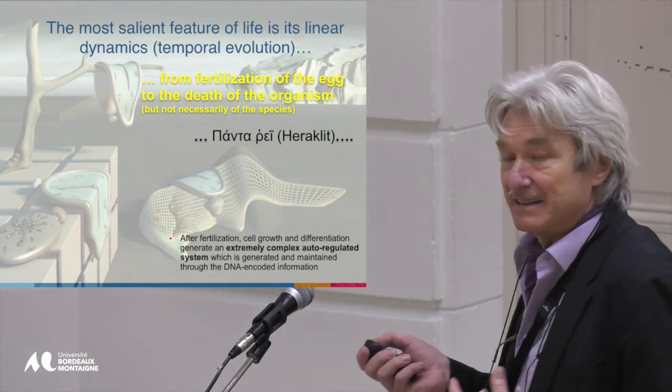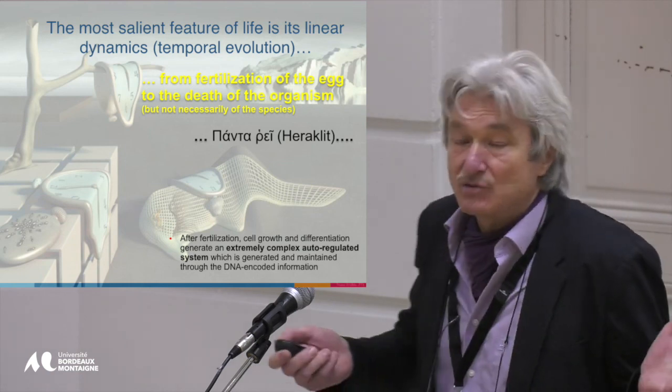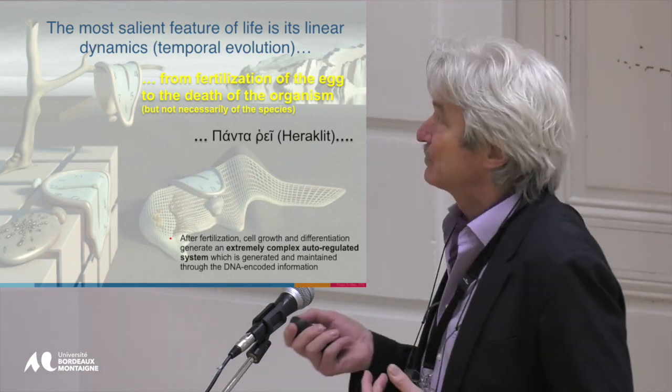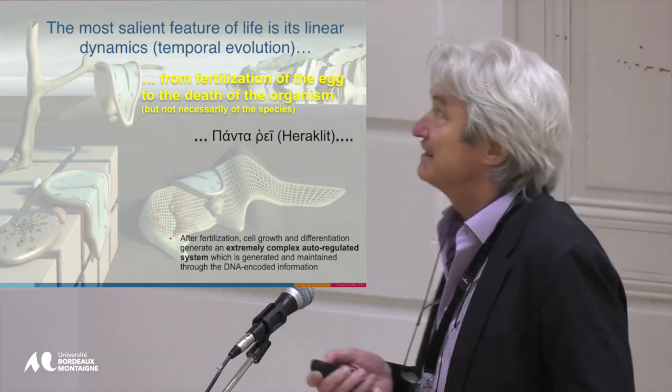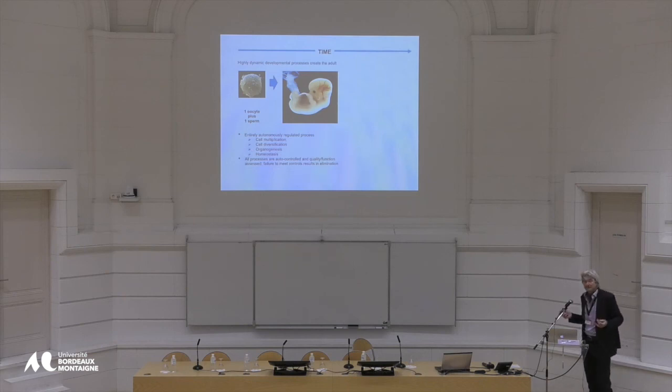Now, after fertilization, what is actually happening is that there's cell growth, differentiation, and that there are extremely complex and auto-regulated systems which are generated and maintained through the DNA encoded information. How is that possible? To illustrate what I mean, once a zygote is formed by an oocyte and a sperm, this is a single cell. This single cell then already contains all of the information to diversify into an embryo, which has already body structures, axis, everything well established. This means there's directed cell multiplication, diversification, organogenesis, homeostasis, everything is controlled, even to the extent that when something goes wrong, those cells are, for example, simply eliminated.